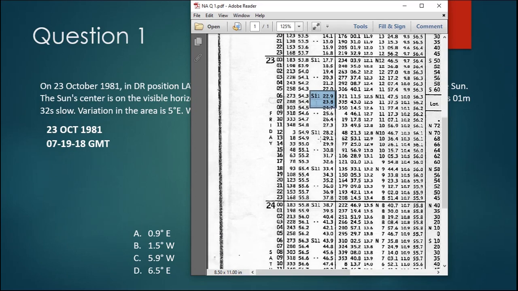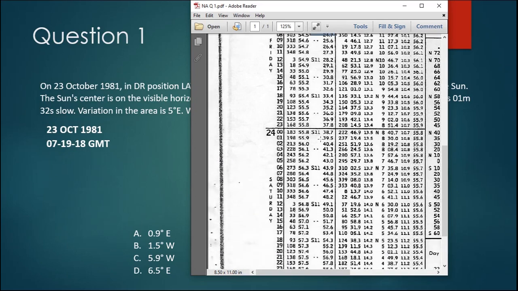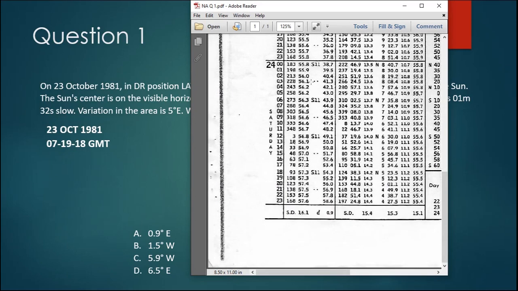And we do need our little d correction. So as we scroll down this column, we see the numbers are increasing. So little d is going to have a positive 0.9. So let's put that on our scratch paper.